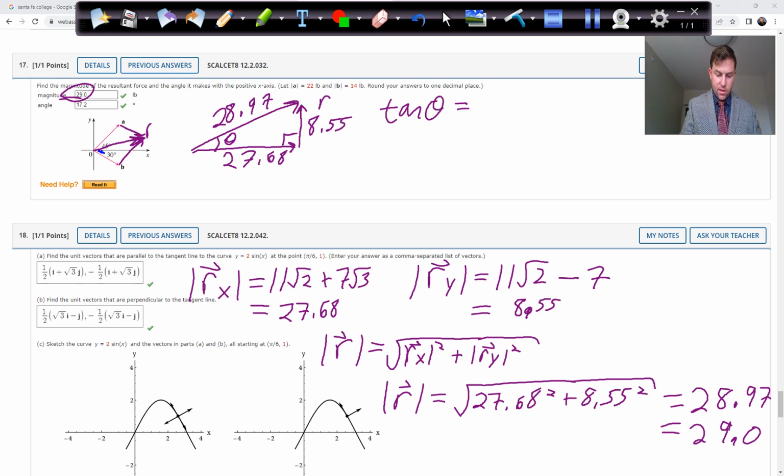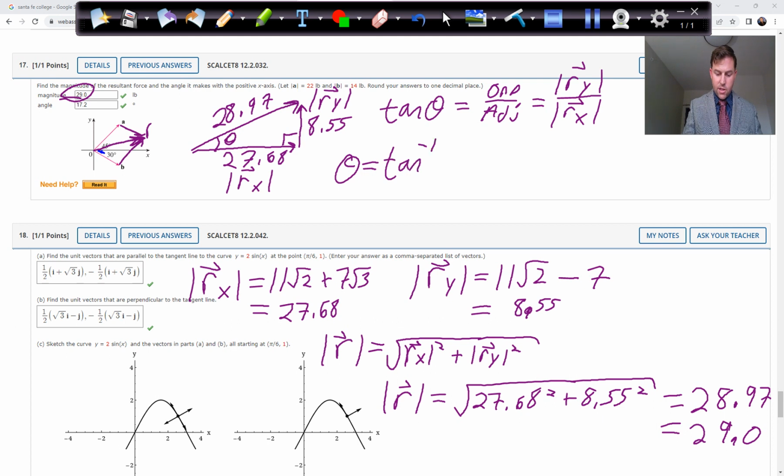So we can say, hey, the tangent of theta is going to be the reaction force y divided by the reaction force x. So tangent is opposite over adjacent. And on this drawing, the opposite side is the magnitude of ry, and the adjacent side is the magnitude rx. So to solve for theta, we have to take an arctangent. So we arctangent ry divided by rx.